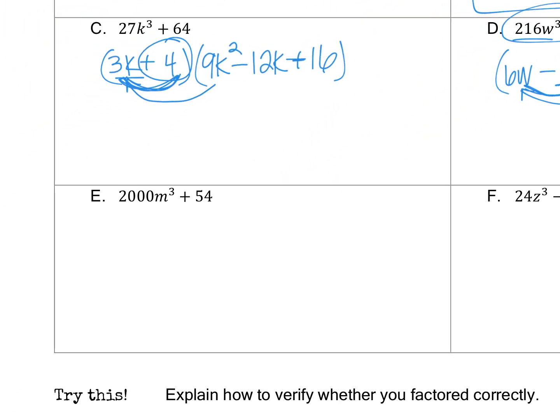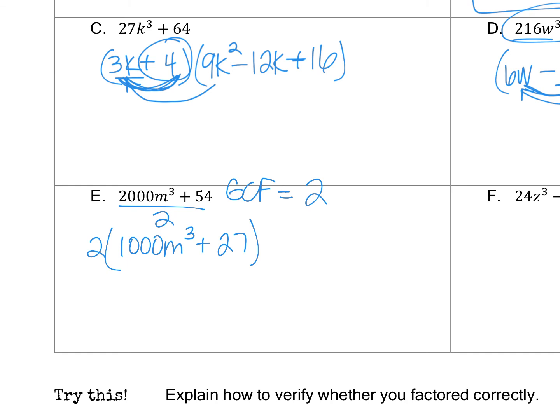Okay, so let's take a look at part E. So I noticed they do have something in common, so this one does have a GCF. Always check that. GCF is 2, so I'm going to divide both of them by a 2. So that would be 1000 m cubed plus 27. So now looking at my two terms, I need to check for cubes because it says m cubed. I can take the cube root of 1000 and I can take the cube root of 27. So I'm going to go ahead and set up my binomial and my trinomial because that's how we factor cubes.